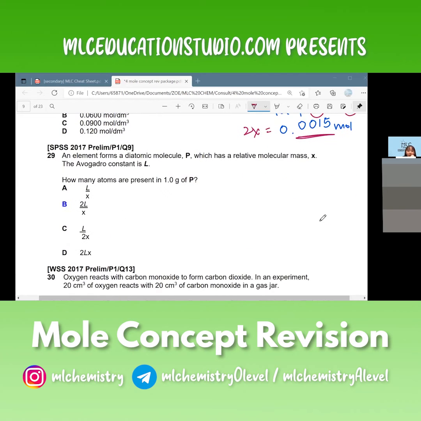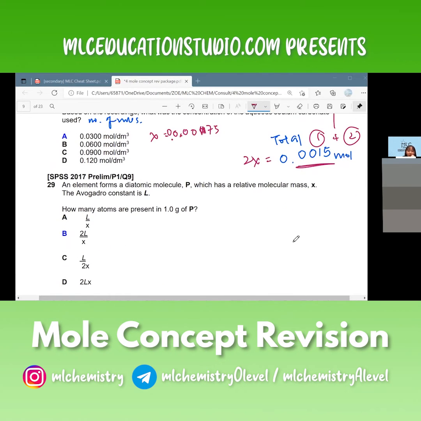Okay, question 29, sorry, 29. This element forms diatomic molecules. That means X2. The Mr is X. Then I have to use X. P2, okay. The Avogadro constant is L. So when they ask you to find number of atoms or molecules, always go back to the Avogadro constant. This one you memorize is 6 times 10 to the power 23.